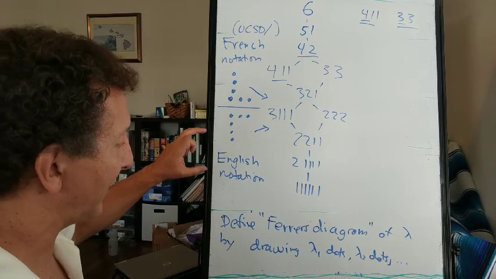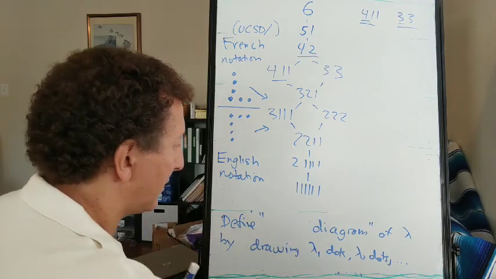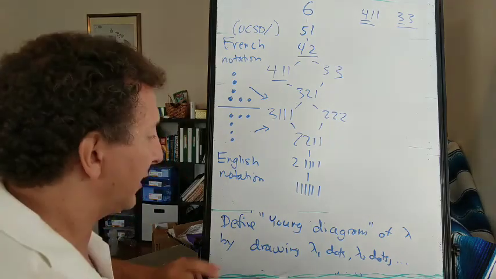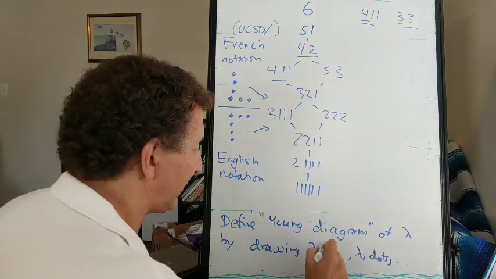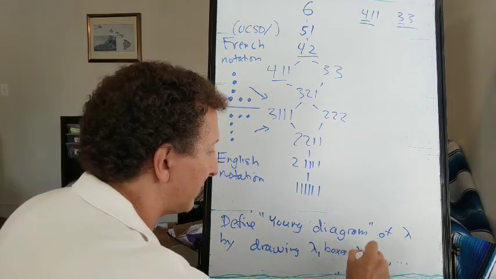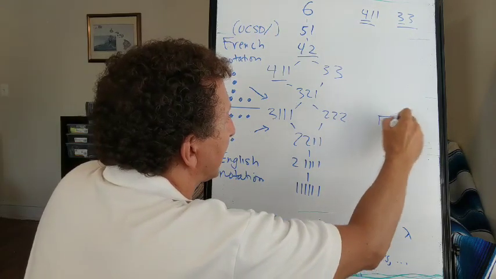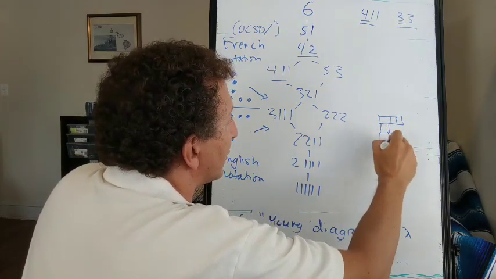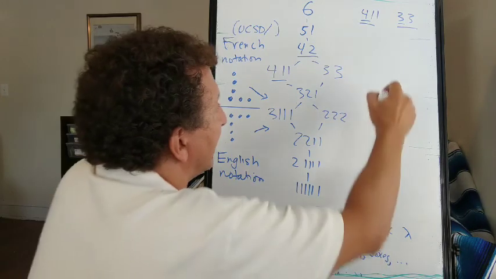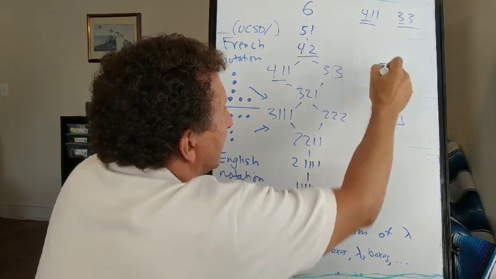Now, related to the Ferrers diagram is something called a Young diagram. We define the Young diagram of lambda by drawing lambda 1 boxes instead of dots, lambda 2 boxes instead of dots, etc. So for 3, 1, 1, 1, that would look like 3 boxes, 1 box, 1 box, 1 box in English notation, and 3 boxes, 1 box, 1 box, 1 box in French notation.